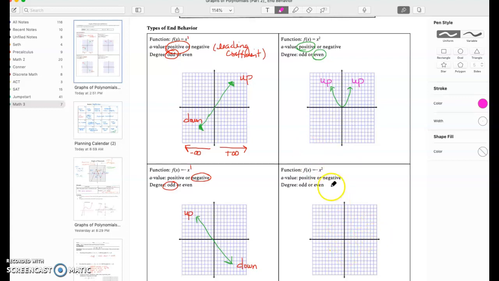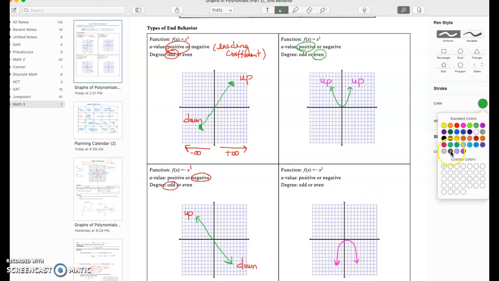Because again, if we think about the opposite of x squared, when we transform that, that means we've reflected it. And now the graph is going to be flipped over, and the ends of the graph are going to be going down on both sides.